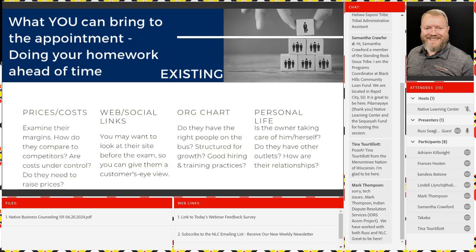If it's an existing business, what you want to bring is some cost data, some price data. Now, again, I'm going to differentiate here. Price is what they charge. Cost is what they pay for the things they buy. You want to look at their margins. Are they in line with their competitors? Are their costs under control? Do you maybe need to recommend they increase prices? Are there some things that they need to quit buying? Maybe they need to source a new supplier.